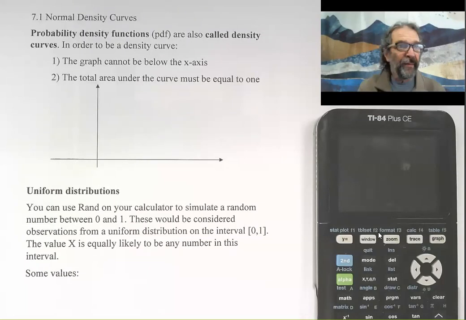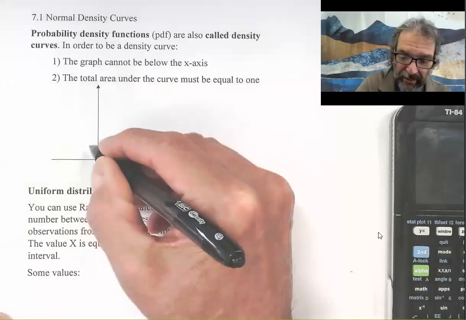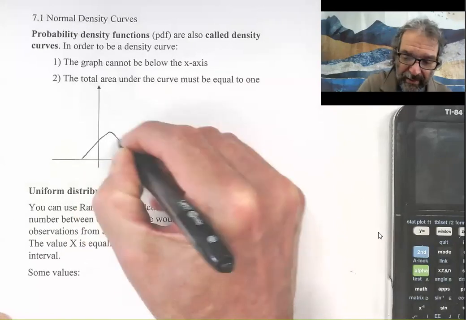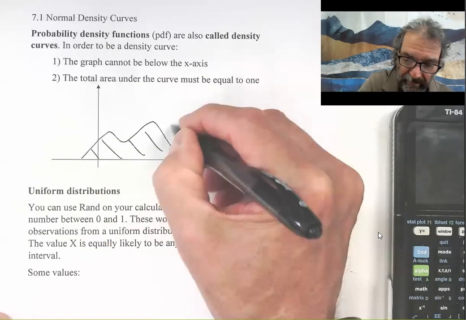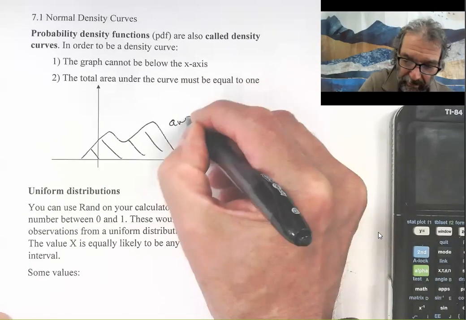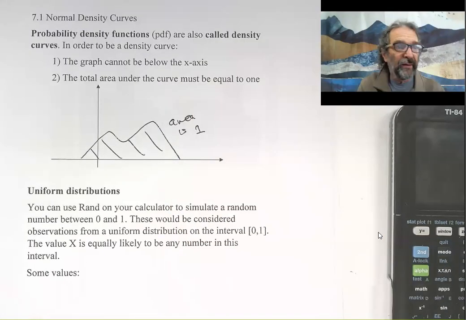A probability density function, sometimes called a PDF, is also called a density curve. Density curves are graphs where the graph can't be below the x-axis and the total area of the curve must be equal to 1. So you can draw whatever you would like here, as long as it stays above the axis. Any old shape you happen to like. And then as long as this area is 1, then you've got a density curve.